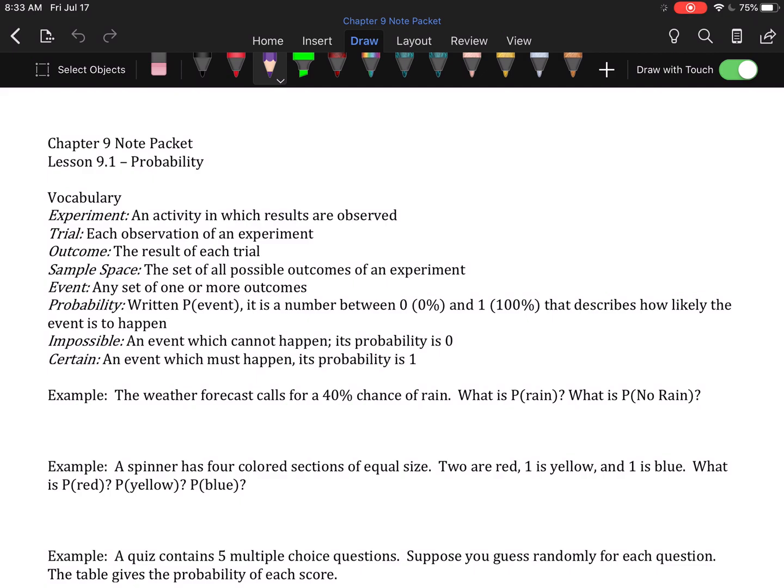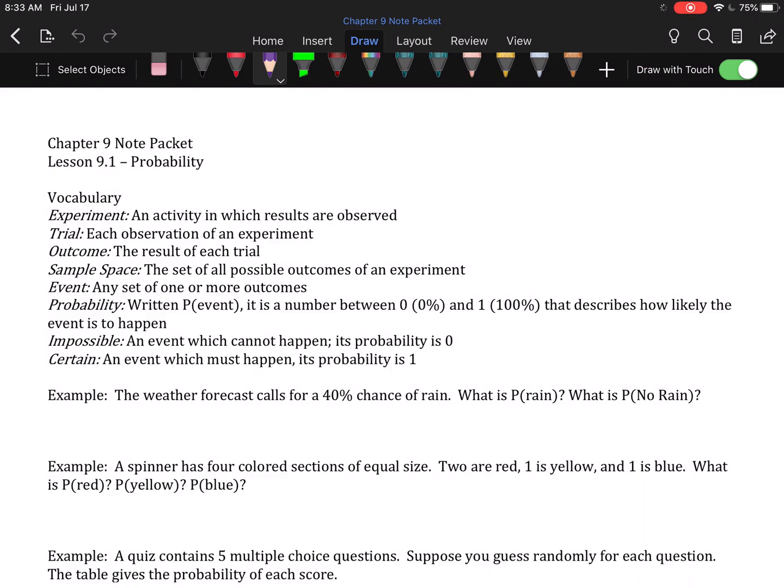The sample space is the set of all possible outcomes of an experiment. So if you're flipping a coin, your sample space is heads and tails. If you're rolling a die, your sample space is the set 1, 2, 3, 4, 5, 6. An event is any set of one or more outcomes.